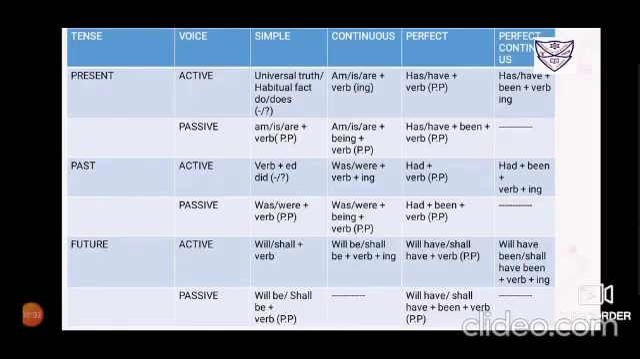Okay, now for changing that active voice to passive for simple present tense, we have to use am, is, are plus the verb in the past participle form. Okay, that is the third form of the verb. Next is simple past tense.